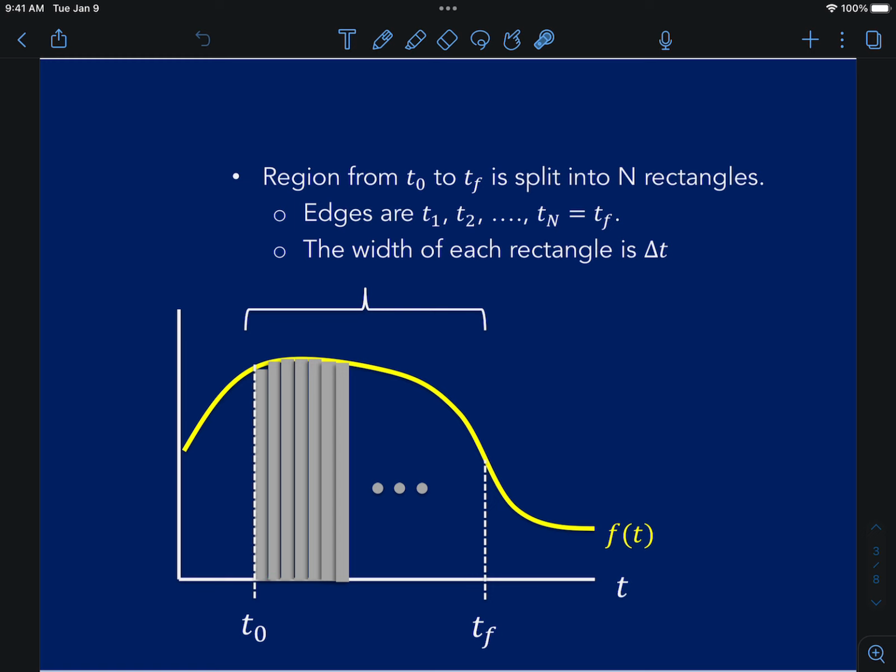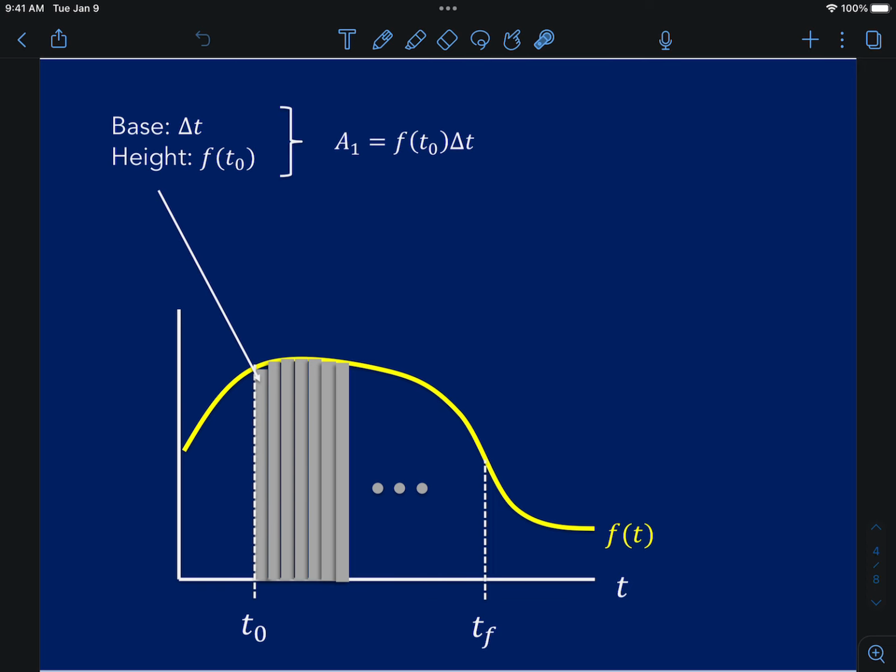So let's go ahead and compute the area under the curve. So we start with this rectangle right here, the very first rectangle. And so the base of the rectangle is delta t, and the height of the rectangle is given by the function f of t at this edge, f of t0. And so the area of this first rectangle is going to be f of t0 times delta t. Great, let's move on to the next rectangle.